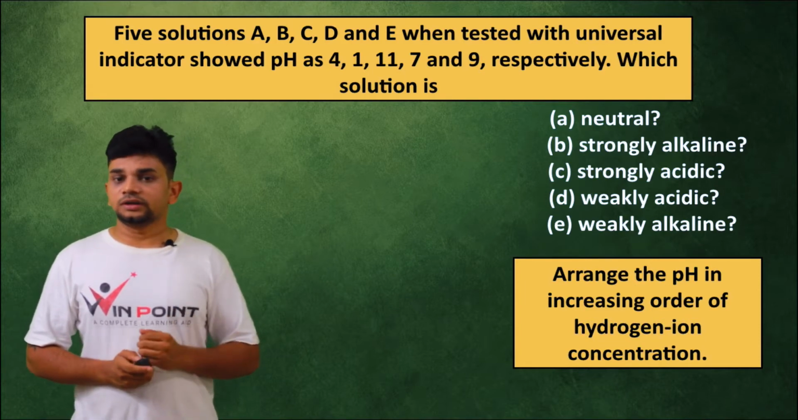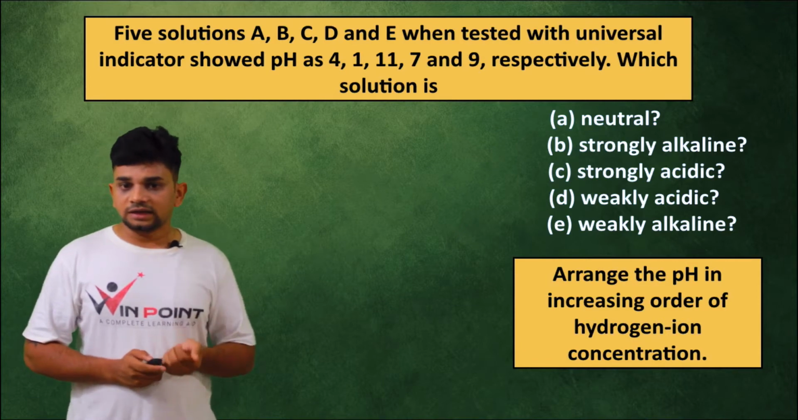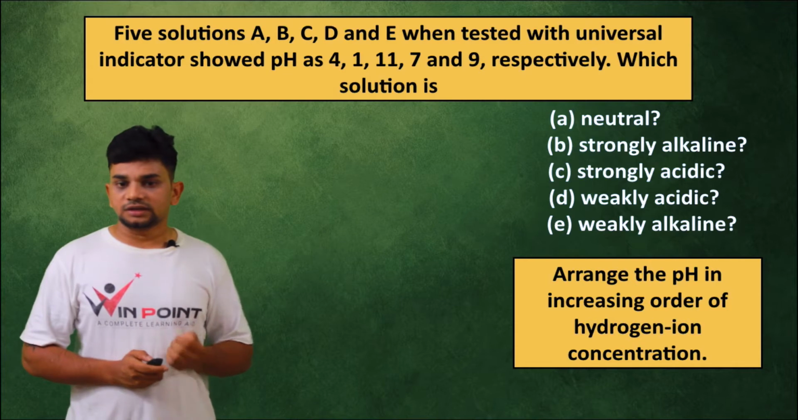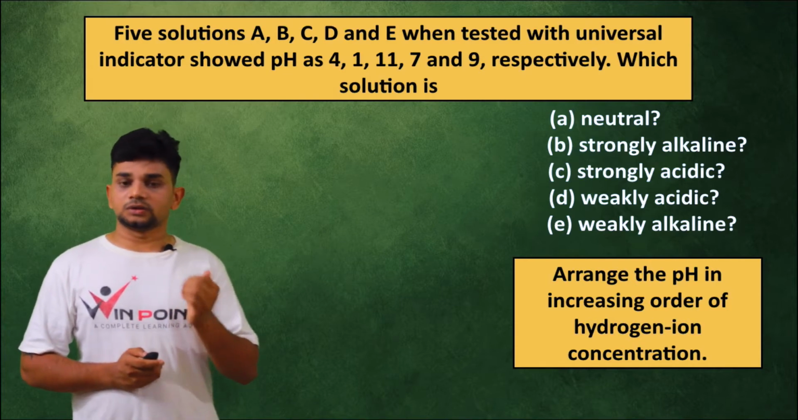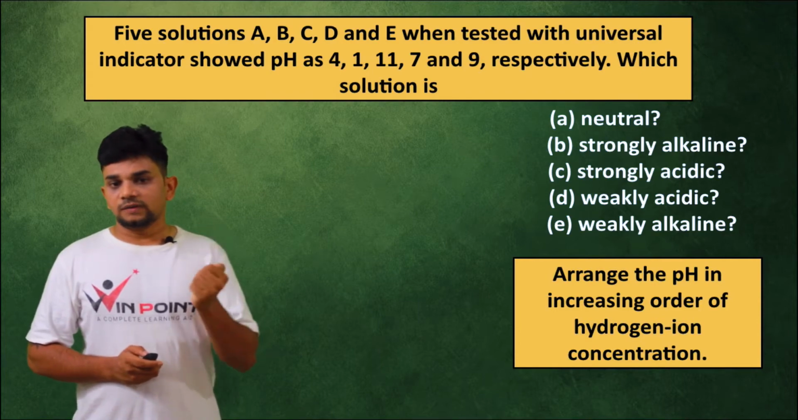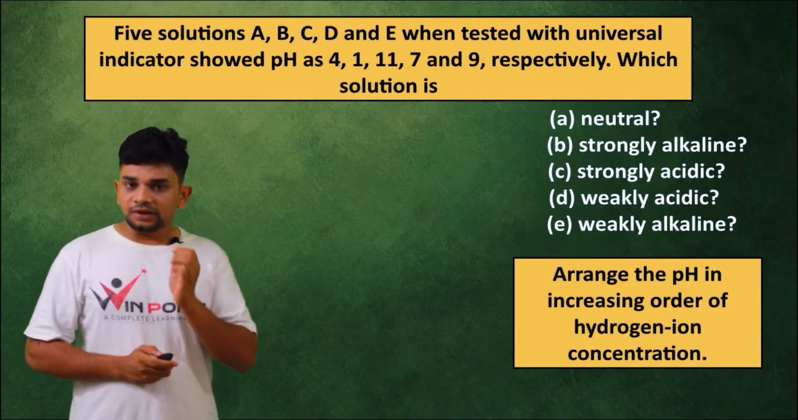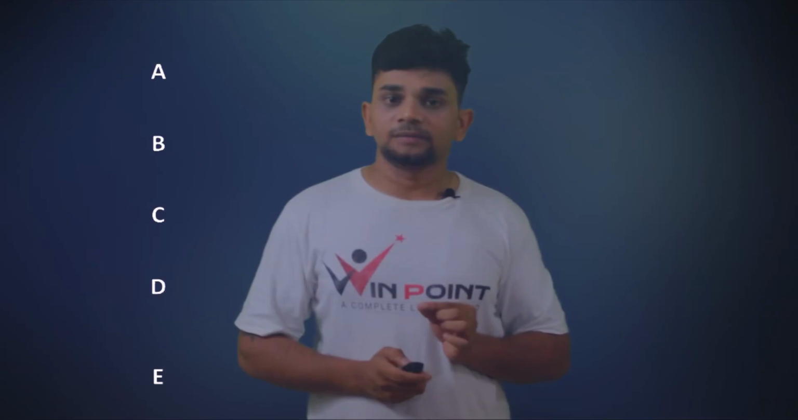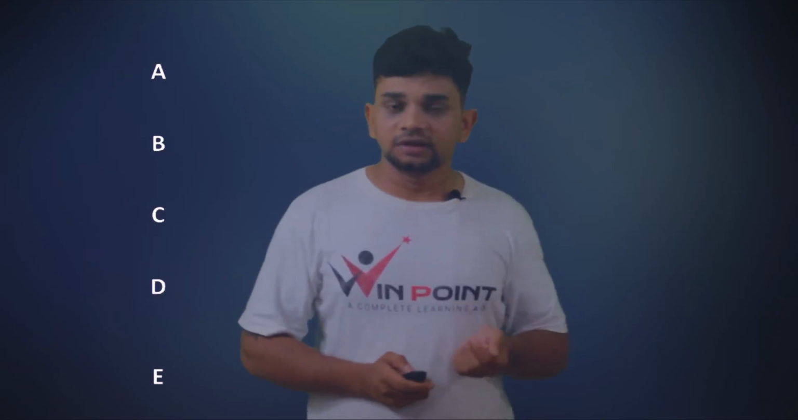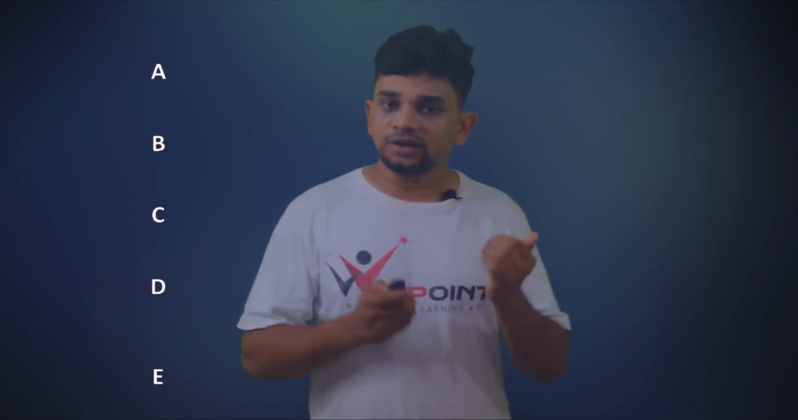Respectively. Which solution is neutral, strongly alkaline, strongly acidic, weakly alkaline? Arrange the pH in the increasing order of hydrogen ion concentration. There are 5 solutions. pH are 4, 1, 11, 7, 9. If the pH is equal to 7, it will be neutral. If pH is more than 7, it will be base. If the pH is less than 7, it will be acid.